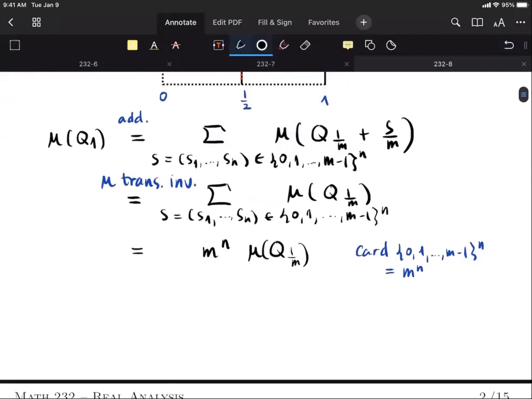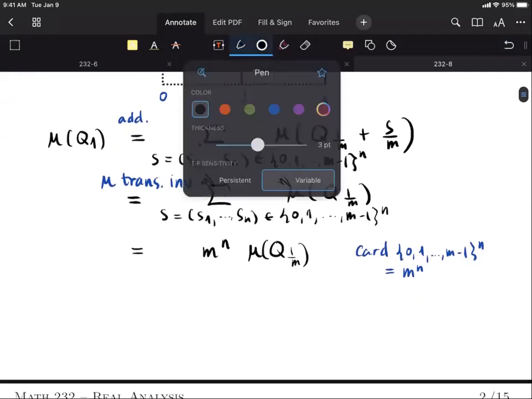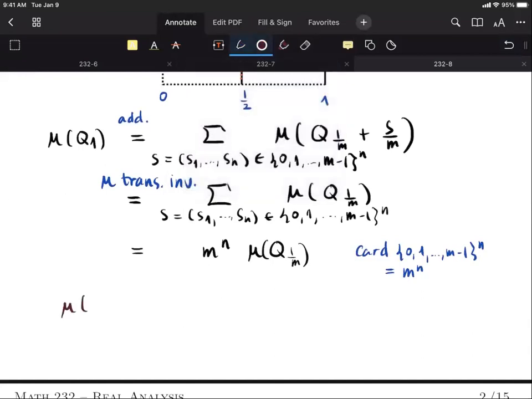Okay, so therefore, mu of q1 is equal to m to the n mu of q1 over m. And let us highlight that one. So here we have partitioned the unit cell into smaller cells having side length 1 over m. And you just need to count how many cells or subcells you have. So in this case, we have m to the n cells.